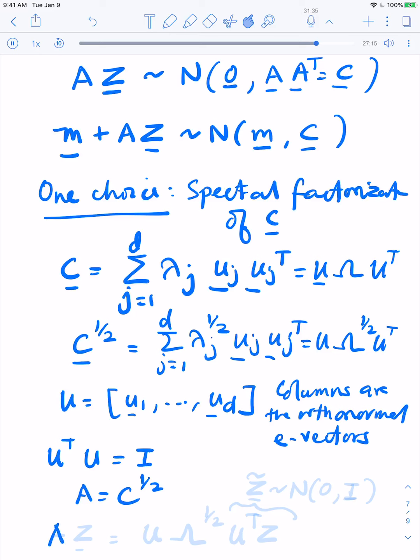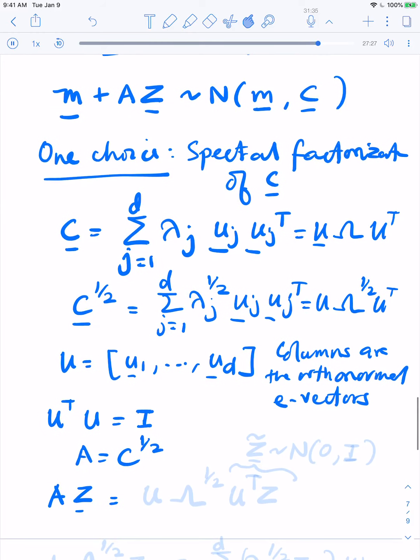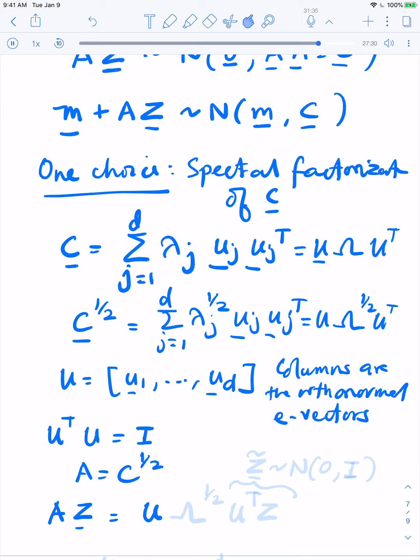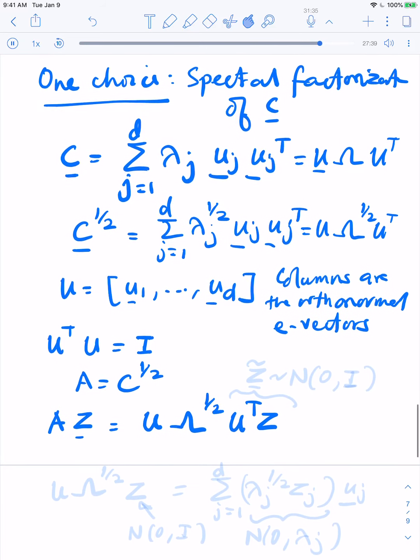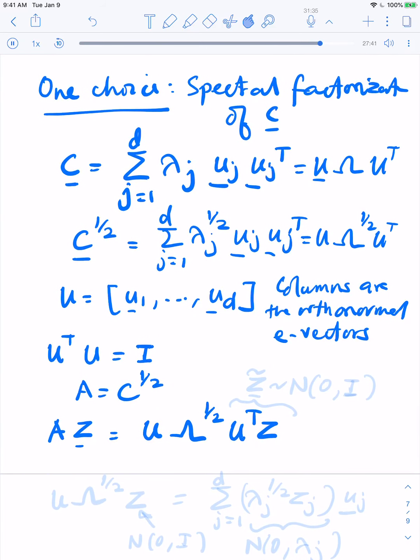So if I look at A times Z, where Z is your Gaussian 0, 1 IID random variables, what do I get? I get U lambda half U transpose Z. And that has the right covariance. I know that already. But the other thing to note is that what U transpose Z is doing is transforming these Gaussian 0, 1s to a different coordinate frame.